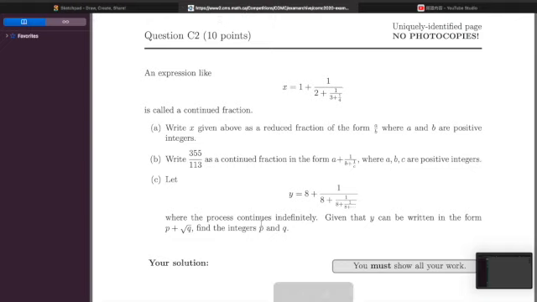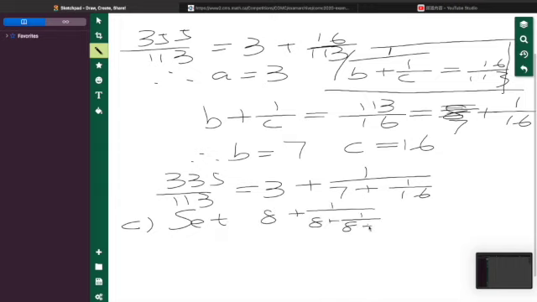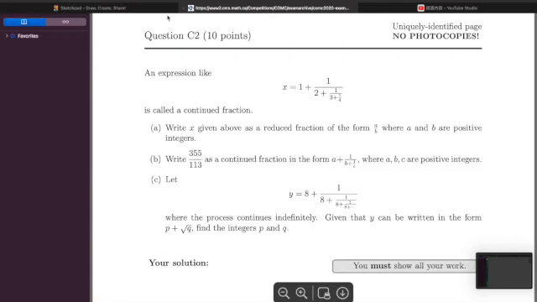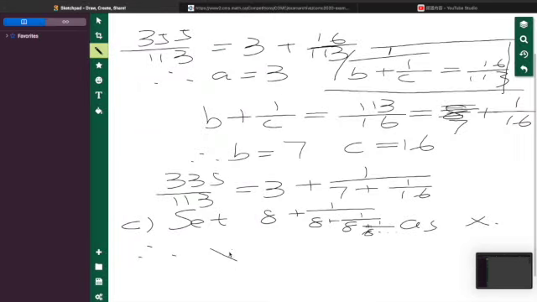Now let's look at the third problem. Let this, where the process continues infinitely, be y, which can be written in the form of p plus root q. So we can set the part 8 plus 1 over 8 plus and so on as x. And then, since both of them are infinite, you can simplify this equation into x is equal to 8 plus 1 over x.